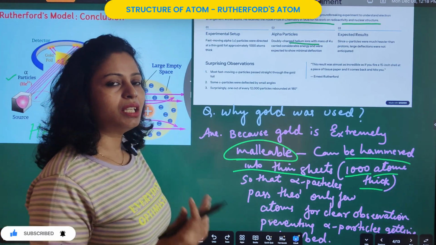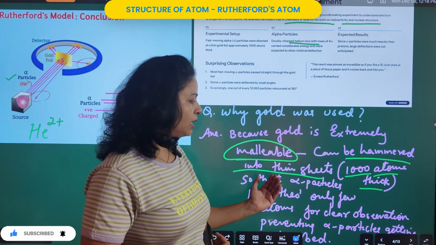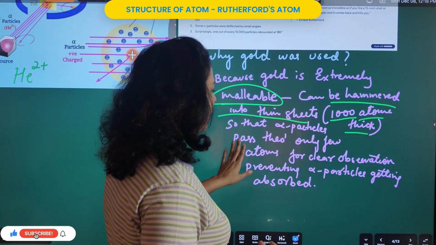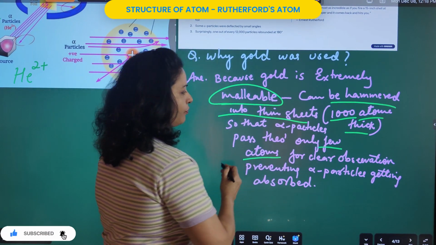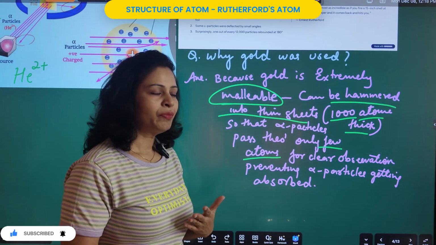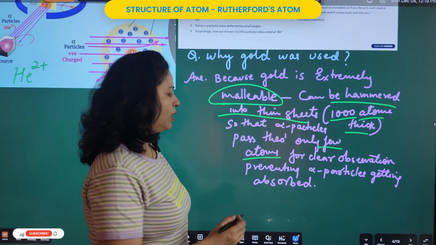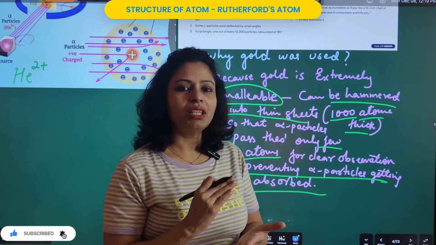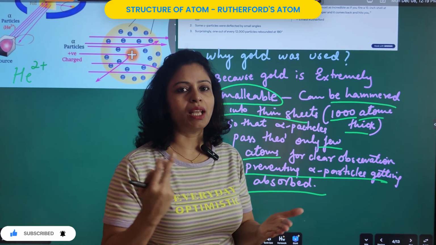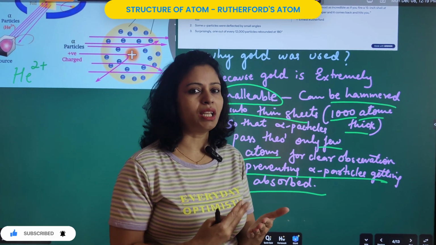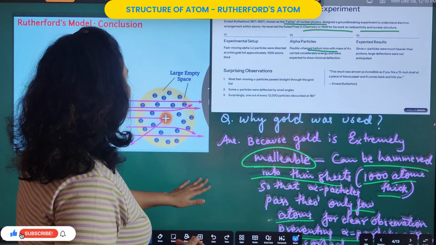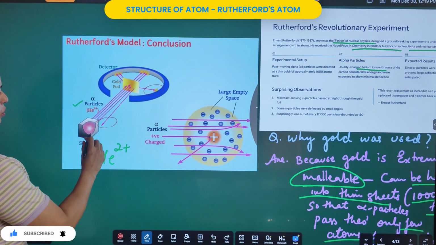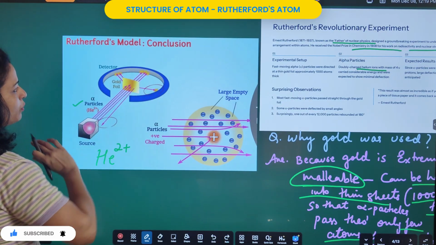Why do we need thin sheets of gold foil? Because when alpha particles are passing through, they will pass through only a few atoms of gold. We don't want them to pass through more atoms, and we prevent the alpha particles from getting absorbed also. So that's why we need a very thin sheet of gold foil, which will help the alpha particles pass through without getting absorbed. In this experiment, alpha particles from the source were made to pass through the gold foil.